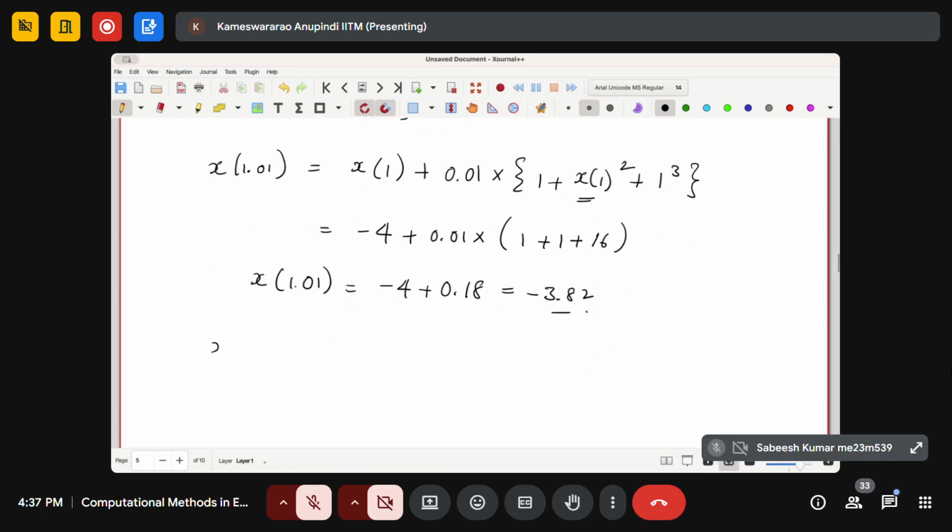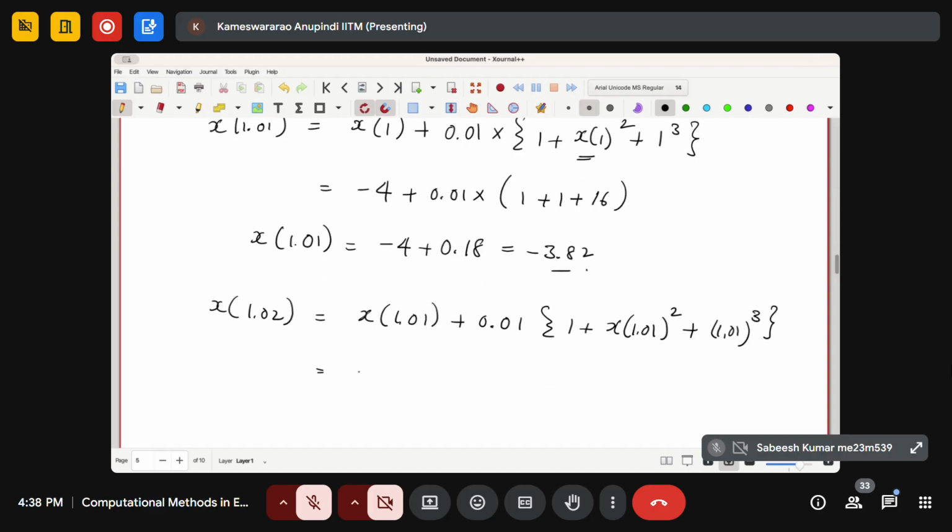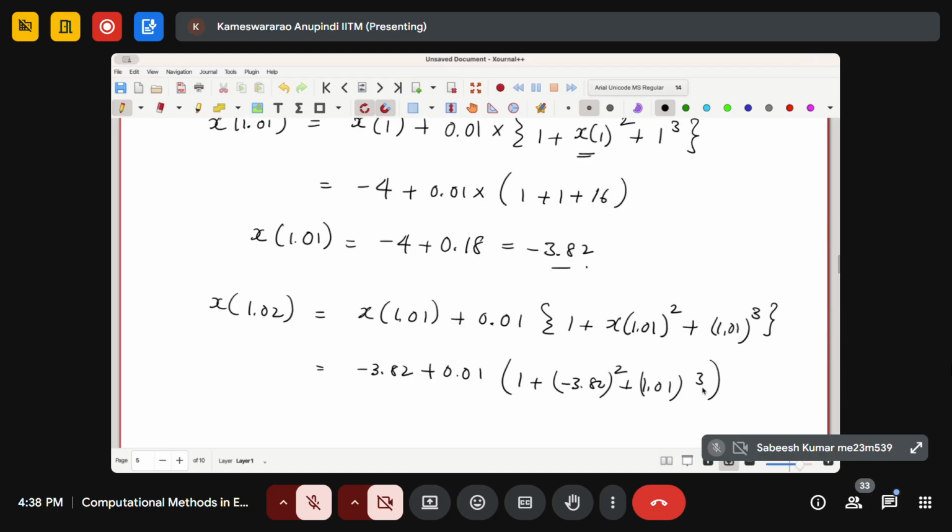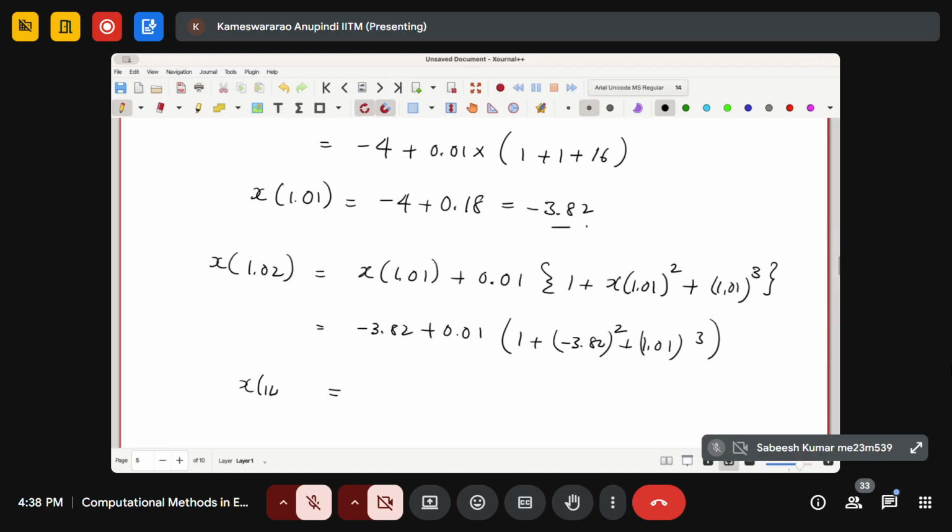And then, of course, I can now calculate x of 1.02 equals x of 1.01 plus delta t, 0.01, times 1 plus x of 1.01 squared plus 1.01 cubed. That means x of 1.01 is minus 3.82, so we have minus 3.82 plus 0.01 times 1 plus minus 3.82 squared plus 1.01 cubed. If you simplify, you're going to get x of 1.02. That is how the explicit Euler method is going to work.